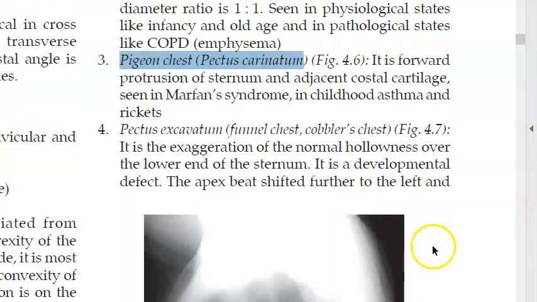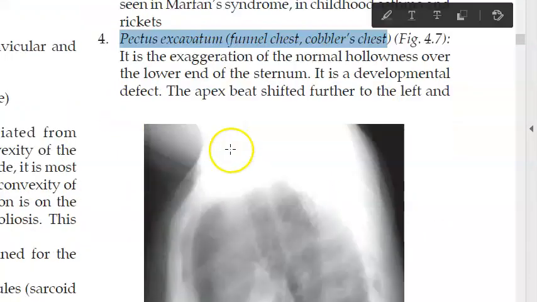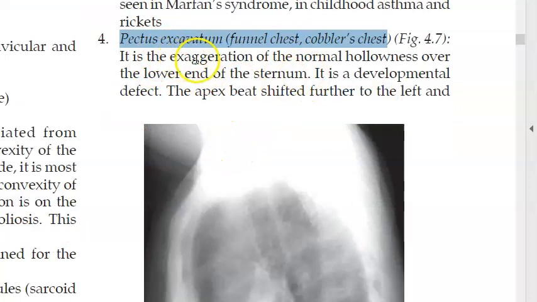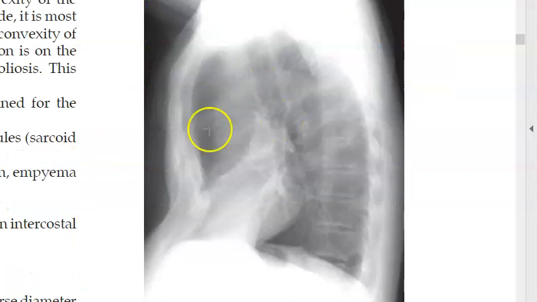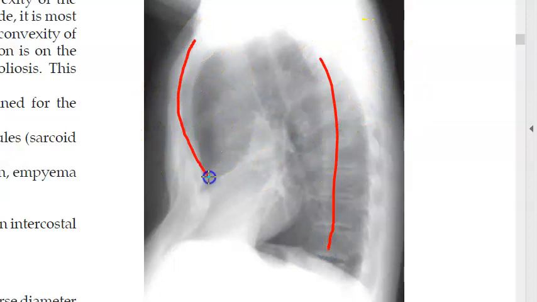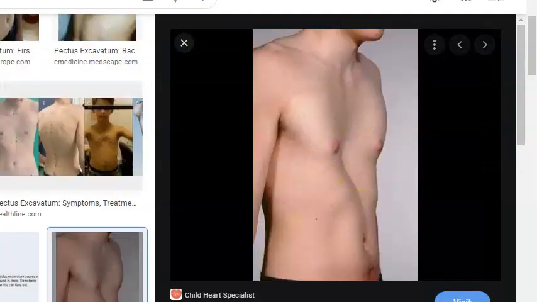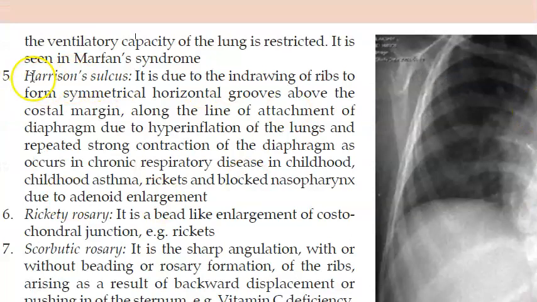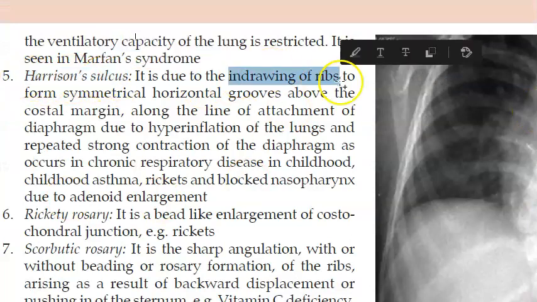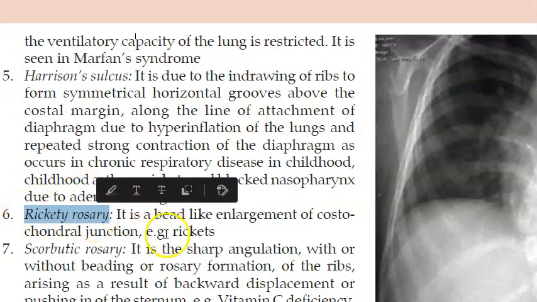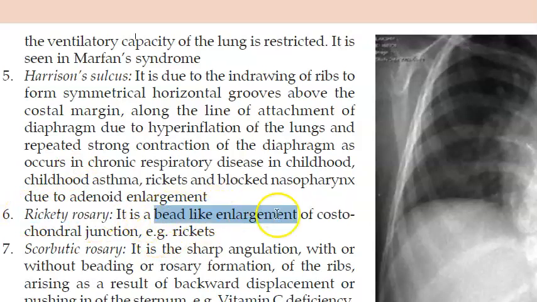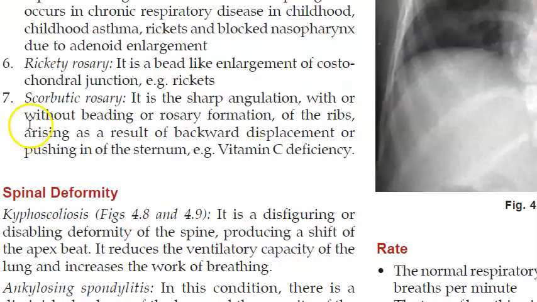Then what else are they talking about? Pectus excavatum, funnel chest or a cobbler's chest. That is more inside, isn't it? Here they are showing you the excavatum. Look here, you have the spine, the vertebra. So here you can see what pectus excavatum looks like. Basically it is so much inside. There is some more here that they're talking about: Harrison's sulcus, indrawing of the ribs. Then rickety rosary. In rickets, there is bead-like enlargement of the costochondral junction. And there's so much, guys.